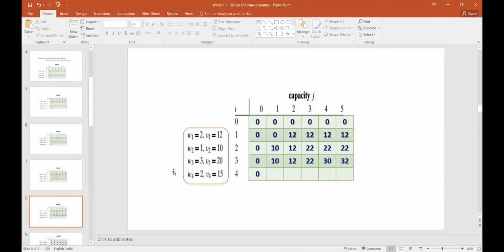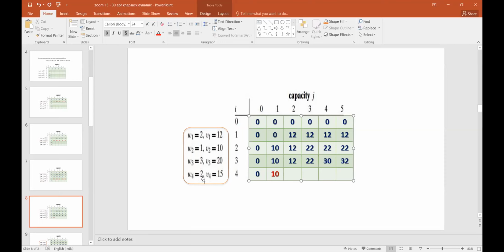Next, I will consider all the objects now. Okay, so when the capacity is 1, we have only one object with weight 1, that is object number 2 with profit 10. Then when the capacity becomes 2, which objects have weight 2? The first object, and here you can observe the last object also has weight 2.